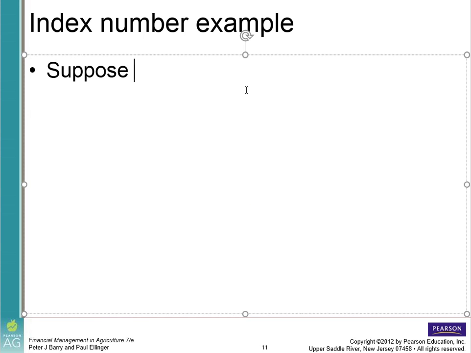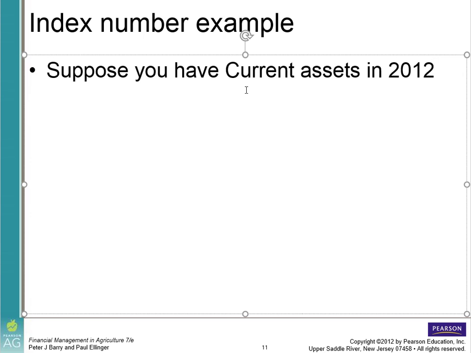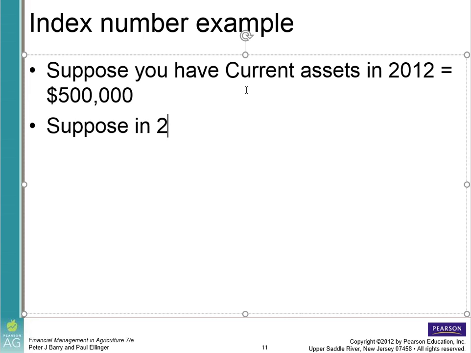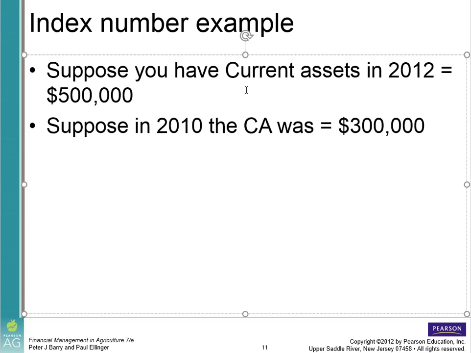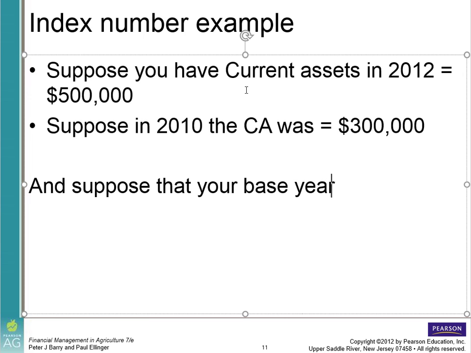Suppose you have current assets in 2012 at $500,000, okay, and then suppose in 2010 the CA, or the current assets, was equal to $300,000, okay, and suppose that your base year, the year which you will use for all your comparisons, is 2010. Okay, so that's your base year.